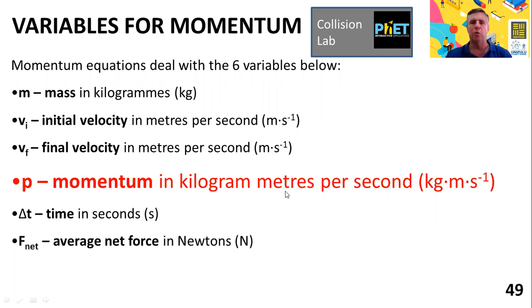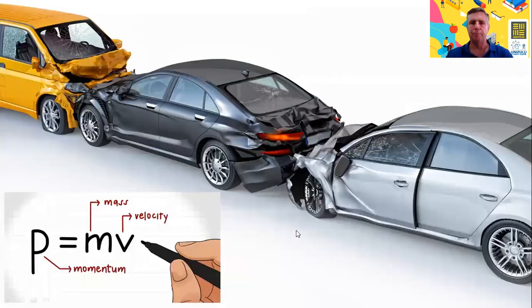Now we have this new variable, momentum p, and the unit is kilogram meters per second, because it's a product of mass in kilograms and velocity in meters per second. Delta t, time in seconds, and the average net force F net in newtons.